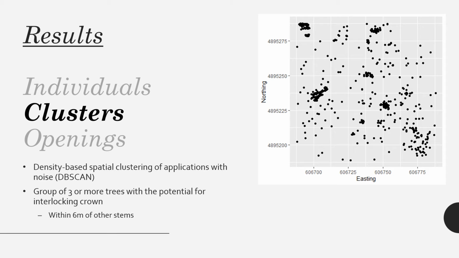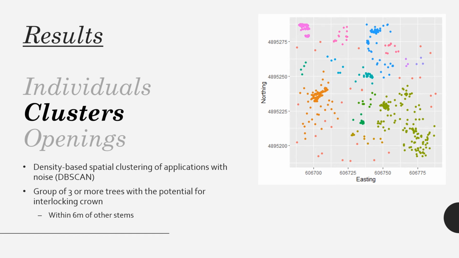But moving on to clusters, we essentially just took the opposite approach from what we took for the individuals. We defined clusters as a group of 3 or more trees with the potential for interlocking crown, so trees within 6 meters of each other. And from there, we used dbScan, a density-based spatial clustering approach, to identify and delineate clusters.